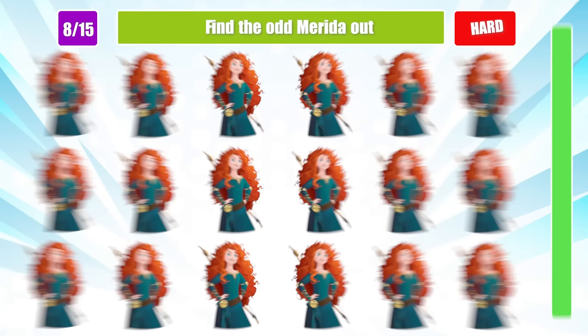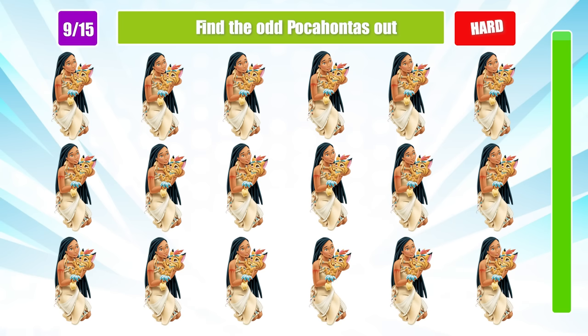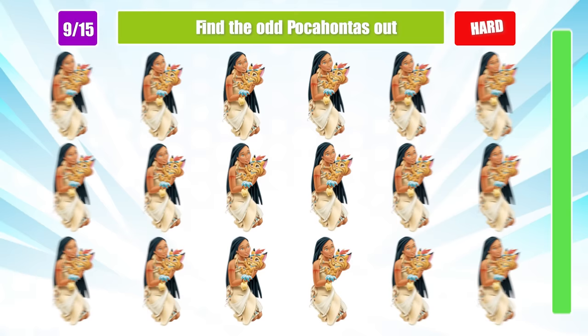Round nine. Pocahontas is a girl with a noble heart and gentle beauty. Can you find one of her differences? Good thinking. She has shorter hair than the others. You've come to question number 10. Are you ready? Round 10.